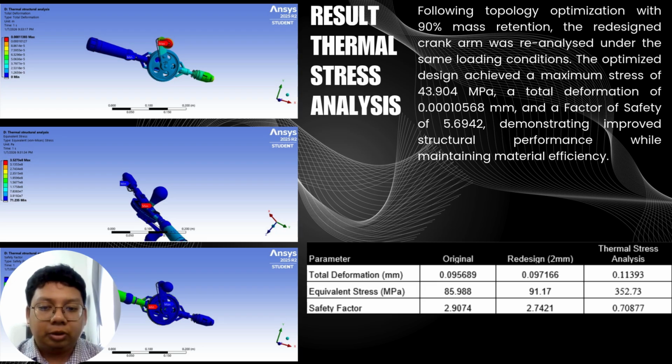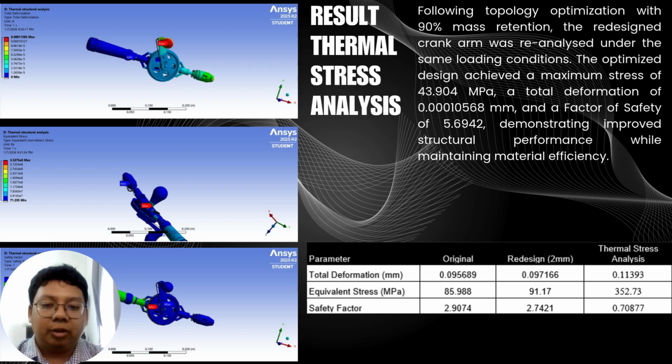The simulation produced a maximum total deformation of 0.11393 millimeters. The max deformation occurred near the crank handle knob because this region was located farther from the fixed support. The maximum equivalent von Mises stress reached 352.733 megapascals, with the critical stress located near the crank handle and gear connection.